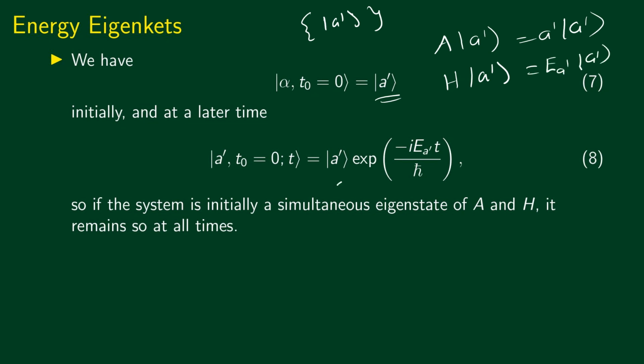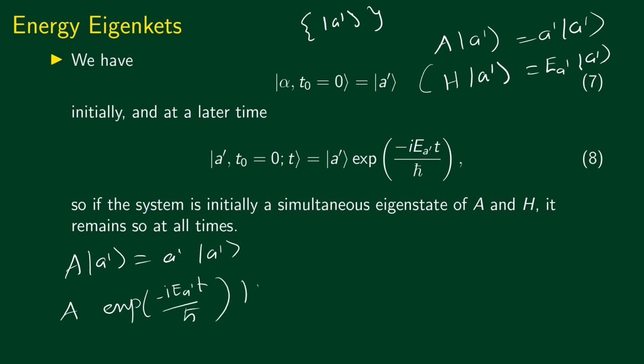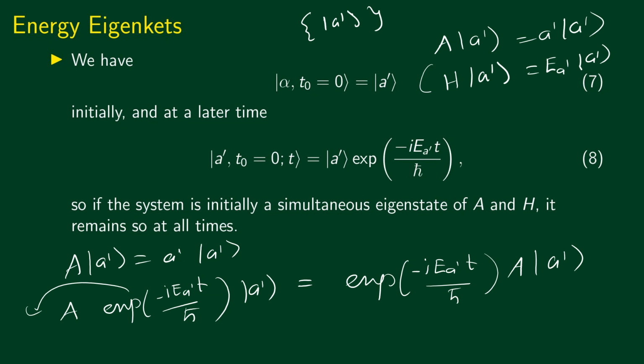We see that at a later time there are also eigenkets of A and H with exactly the same eigenvalues, because here the initial eigenket has been multiplied by a number. The eigenvalue equation does not change. If A acting on |a'⟩ is a' multiplied by |a'⟩, then A acting on exponential minus iE_a' t divided by ħ multiplied by |a'⟩, since this is a number, it comes out. So you can write this as exponential minus iE_a' t divided by ħ, A acting on |a'⟩.